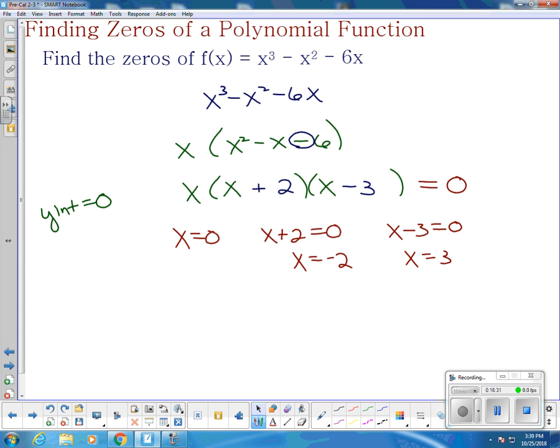I'm going to look at the degree. It's a positive odd degree. So I know the graph starts low and goes high. So all this information is going to let me sketch this graph without our calculator. So here we go.